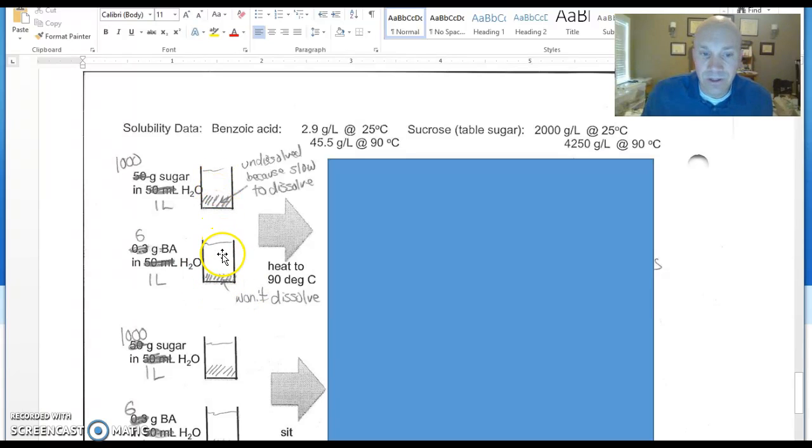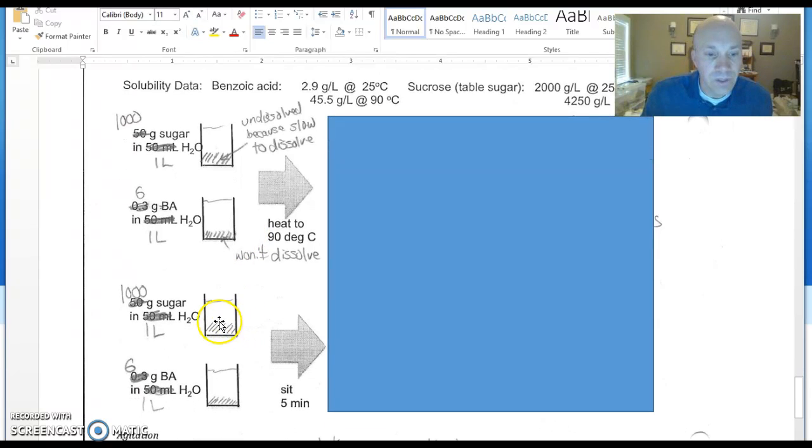And notice the similarity between these two solutions. Both have solute sitting at the bottom. This one is because it's slow to dissolve. This one is because it won't dissolve. You could let this stuff sit there forever and it still won't dissolve.